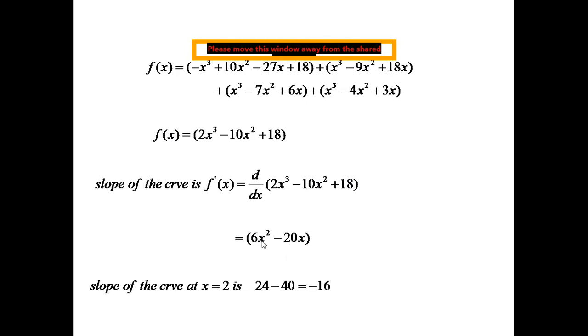That means x equal to 2: 2 square is 4 into 6, 24, minus 20 into 2, minus 40. So minus 60 we get. This is the answer for that. So this question, a very simple question, was asked in the last exam for 10 marks.